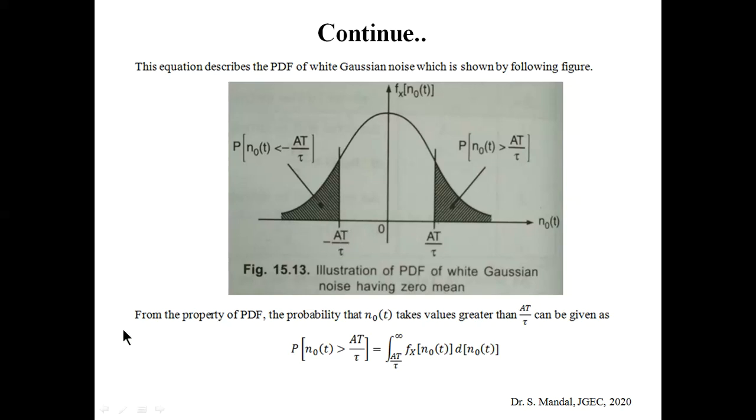Now from the property of the PDF, the probability that n0(t) takes a value greater than AT by tau will be given by this equation, by this right-hand portion beyond AT by tau. So what we want to find out is the probability that n0(t) takes a larger value than AT by tau. That will be given by using this equation.